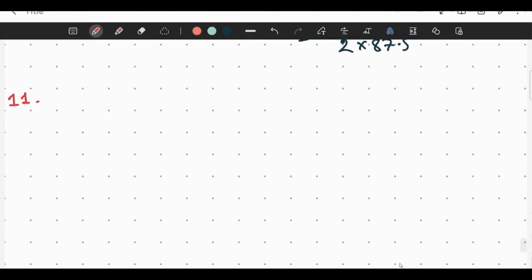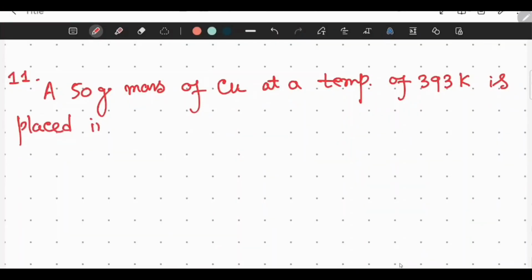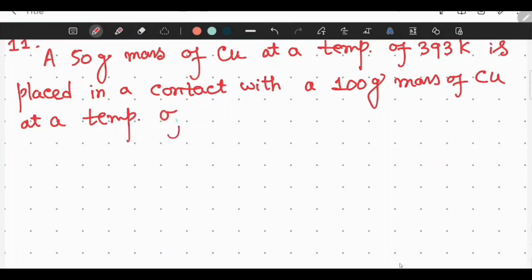Okay. The question is a big question. A 50 gram mass of copper at a temperature of 393 Kelvin is placed in contact with a 100 gram mass of copper at a temperature of 303 Kelvin in a thermally insulated container.